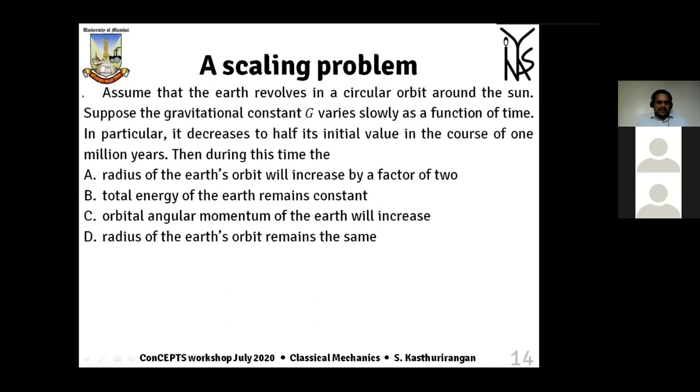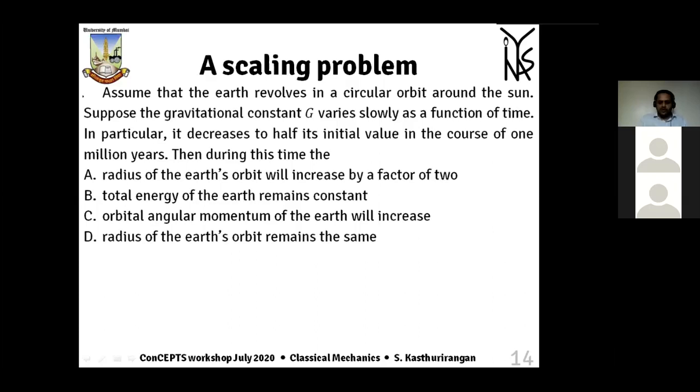So the options are, I'll read it for completeness. Radius of the Earth's orbit will increase by a factor of 2 is one option. Second option, total energy of the Earth remains constant. Third is orbital angular momentum of the Earth will increase. And the fourth is radius of the Earth's orbit remains the same. So A and D are kind of opposite of each other. B and C are some additional things.